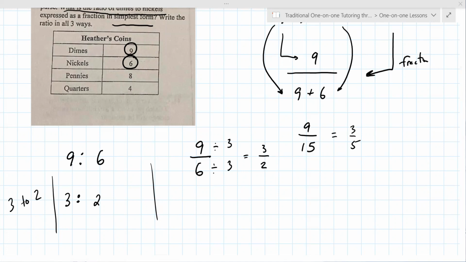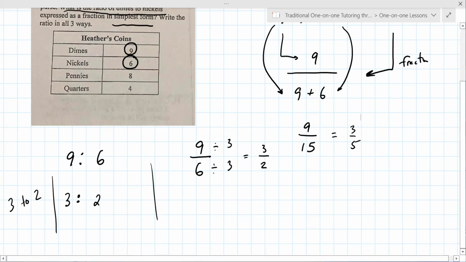Sounds like you understand ratios. So whenever you're ready, we can move on to number 2.